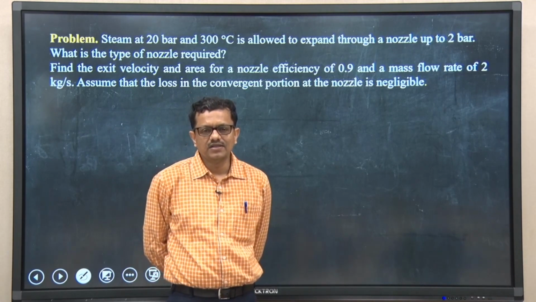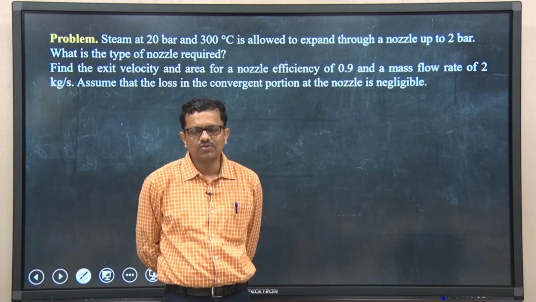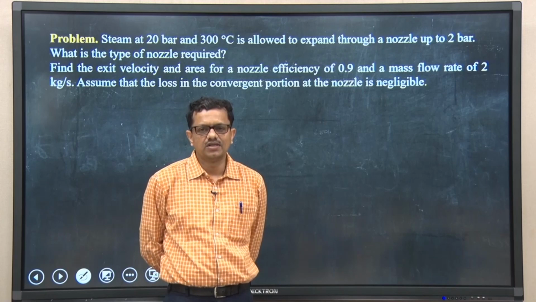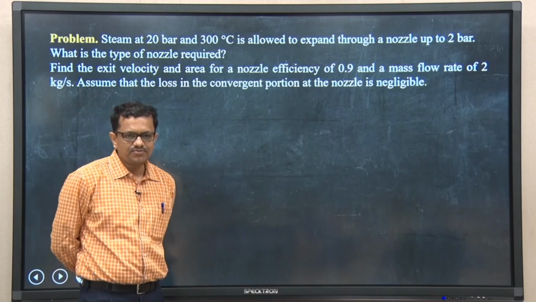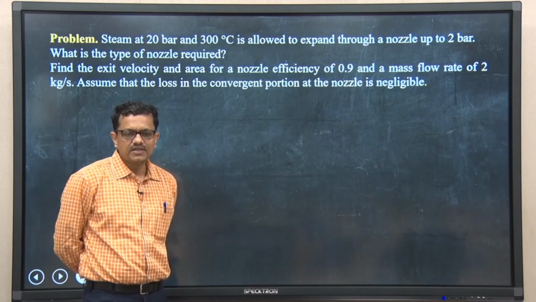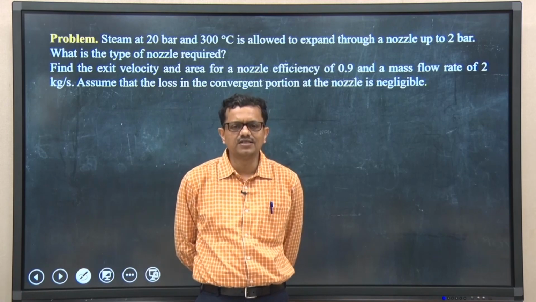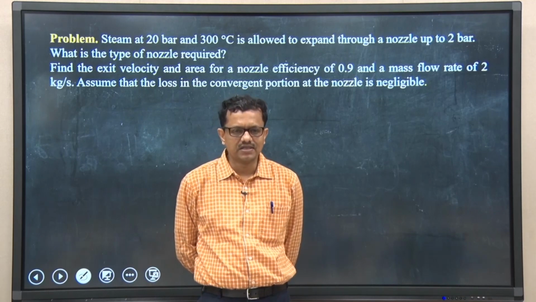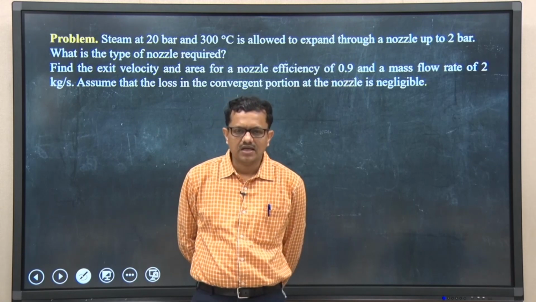So, inlet conditions are given, that is pressure and temperature, outlet pressure is given, that is 2 bar, and from there we need to know which type of nozzle is needed for the operation, of course, the steam power cycle. The next part of the problem is find the exit velocity and area for a nozzle efficiency of 0.9. So, basically it is given that the nozzle efficiency is 90%. For that, what would be the exit velocity, and mass flow rate of steam is 2 kg per second. Assume that loss in the convergent portion of the nozzle is negligible.